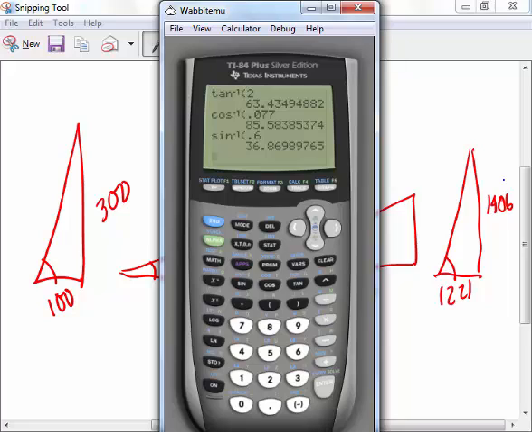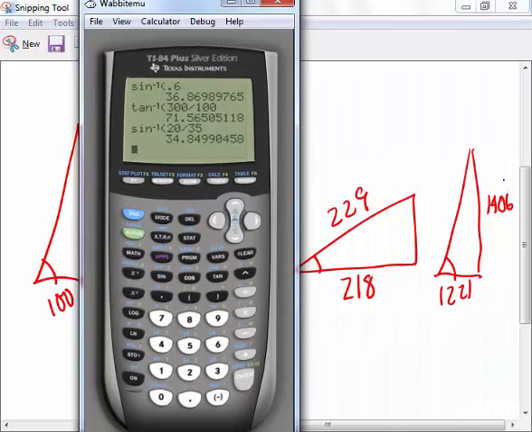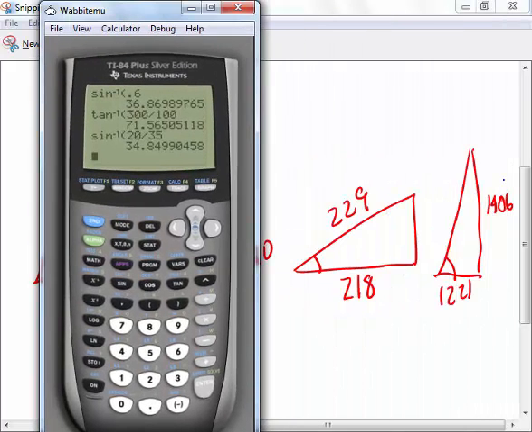For the first one, since we're dealing with the opposite and the adjacent, we're given second function tangent. So we would take opposite, 300, divided by adjacent, 100, and we get 71.565 degrees. For the second one, that's the opposite and hypotenuse, which is the sine. Second function sine, 20 divided by 35, and we get 34.850 degrees.